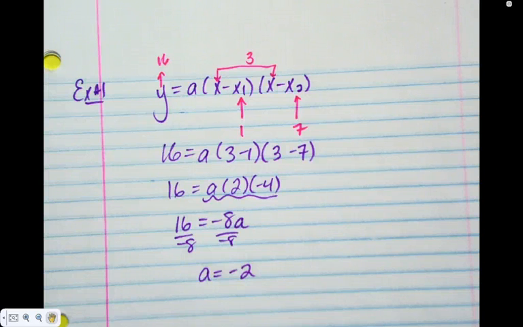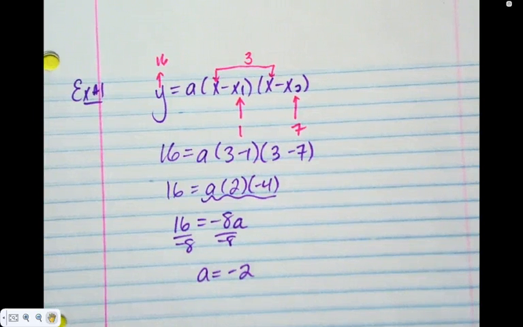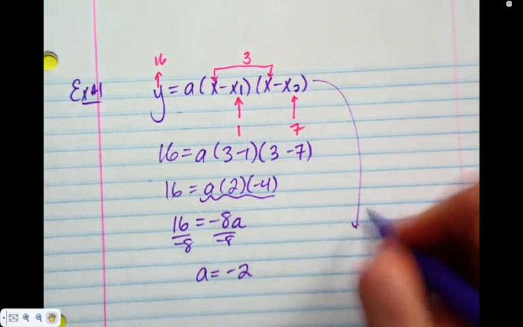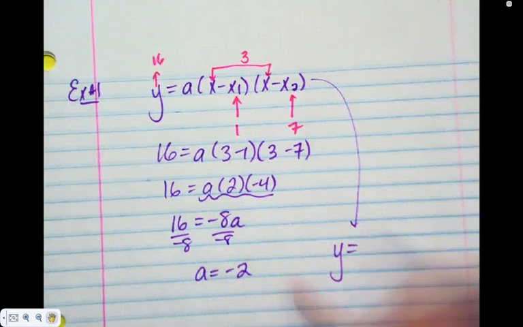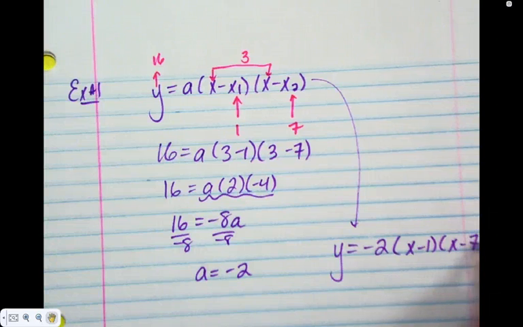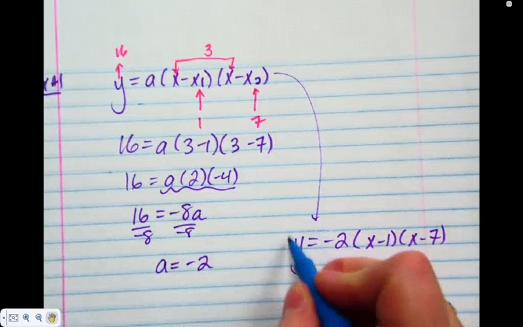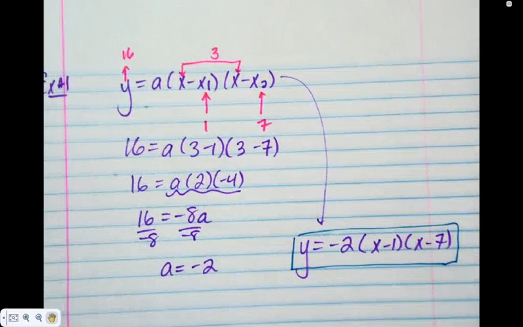a is the width. So now we know the direction and the width of the parabola. The last step is just to restate the equation. So going back to the first step, I'm now going to put in a, which is negative 2, and I'm going to put in both the x-intercepts, which were 1 and 7. That's it. That's finding the parabola that has those x-intercepts and goes through that point.